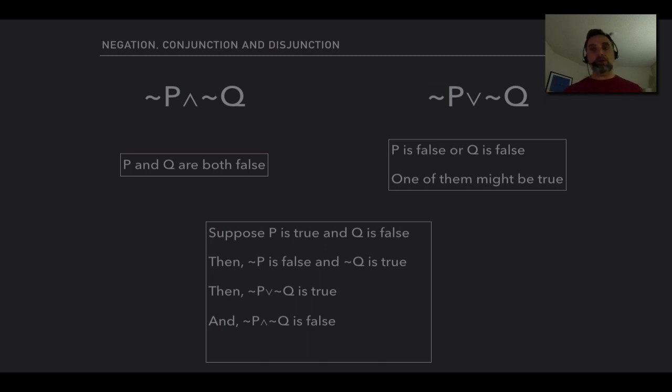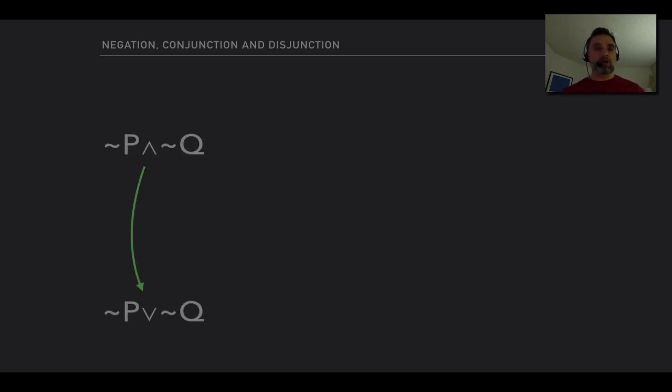And so does negation P or negation Q entail negation P and negation Q? No, it doesn't. That's not really a surprise. The disjunction is weaker than the conjunction. It doesn't say as much. So we can have a red arrow going from negation P or negation Q to negation P and negation Q.